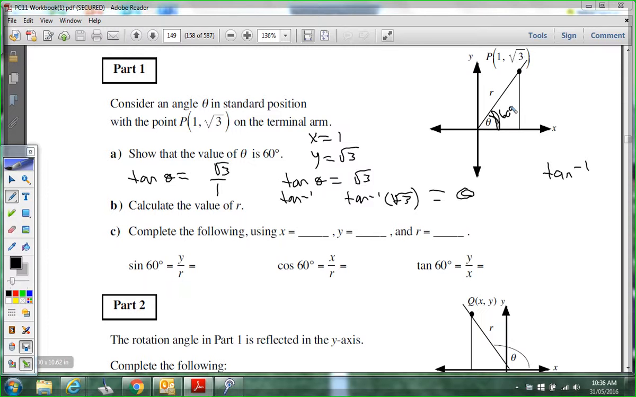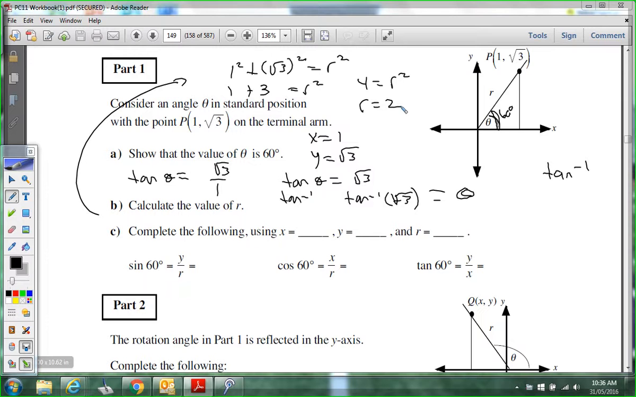Now we're going to calculate the value of r. If you're still having trouble with that, I'll come around later. It's probably just a mode issue. We're going to calculate the value of r by quickly doing the Pythagorean theorem. So 1 squared plus root 3 squared equals r squared. 1 squared is 1. What's root 3 squared? 3, right? It just goes away. So I get 4 equals r squared, so r is 2.